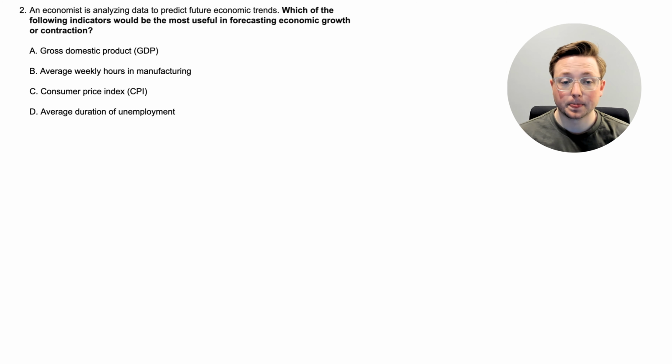Let's walk through the options. Option A, gross domestic product or GDP. Option B, average weekly hours in manufacturing. Option C, consumer price index or the CPI. Or D, average duration of unemployment. So again, which one of these is going to be a leading indicator? It doesn't say that explicitly, but I wanted to just kind of let you know that that's what this question is asking about. Now, based on the first question, you might already be able to know the answer. So pause the video if you need to, think about this, and when you're ready to come back, we'll look at the answer together.